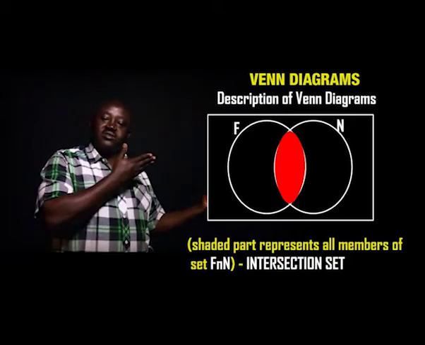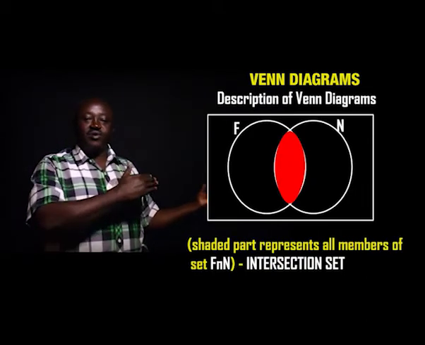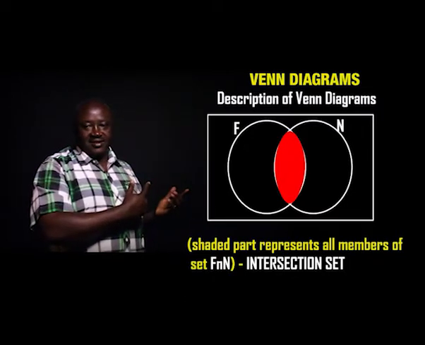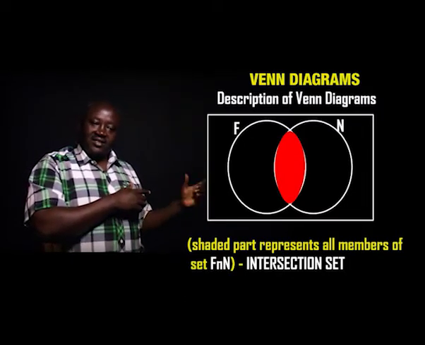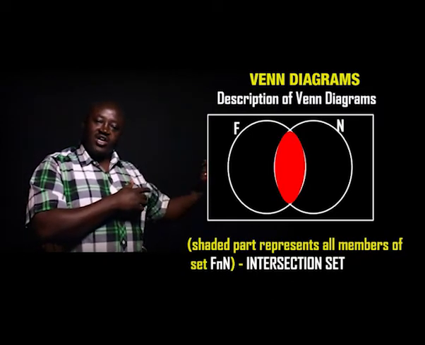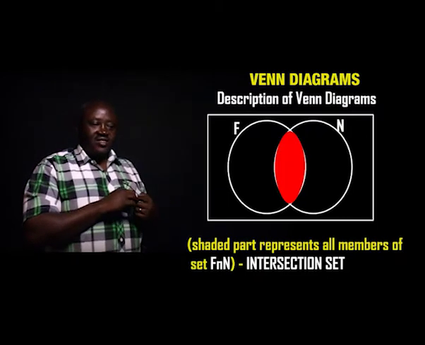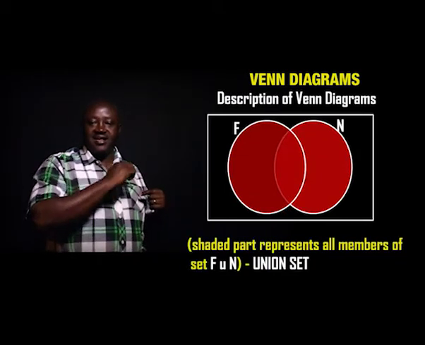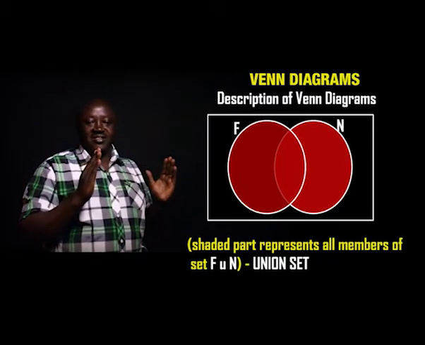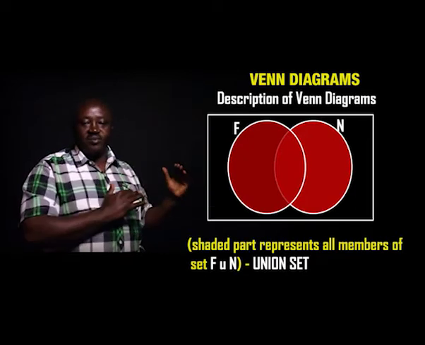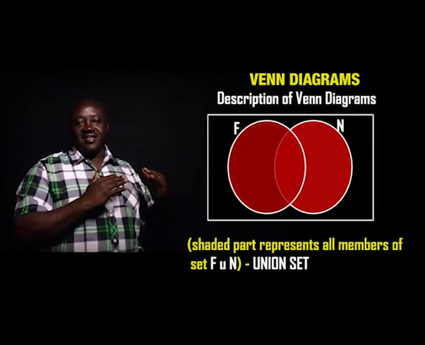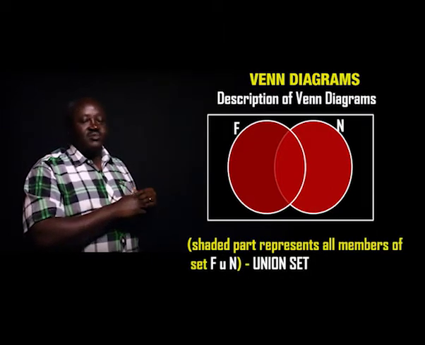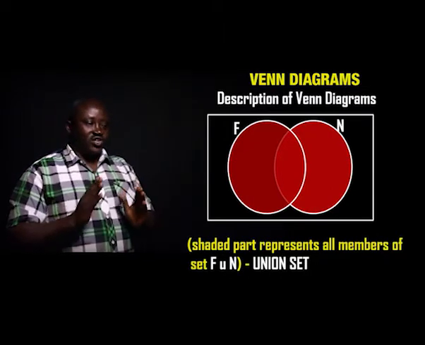Then we can look at set F intersection N. That is, those members who are sharing both, for example, football players and also netball players, as it is indicated. That is, we shade only those who are sharing. That is intersection. Then we have another set, set F union N. That one includes all members who are participating in football, for example, in F, and also in N. That is how we describe the different parts of Venn diagrams. And that one is finished.